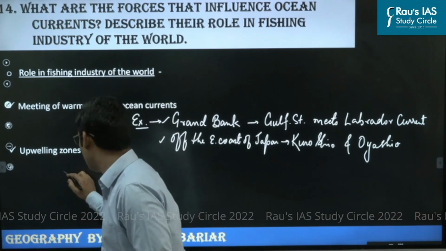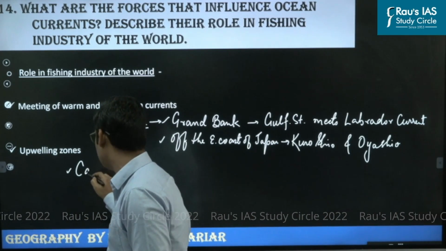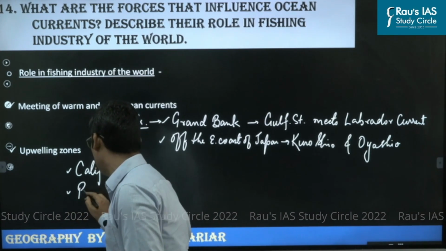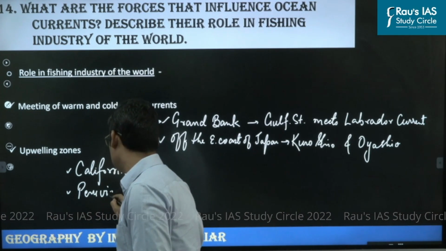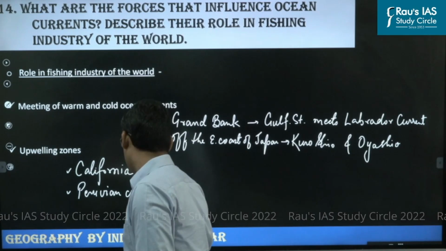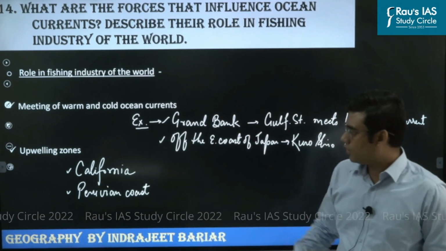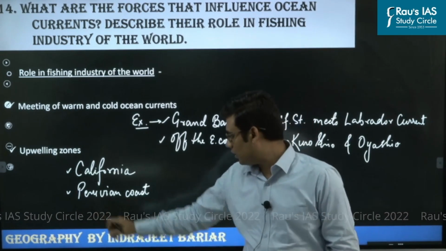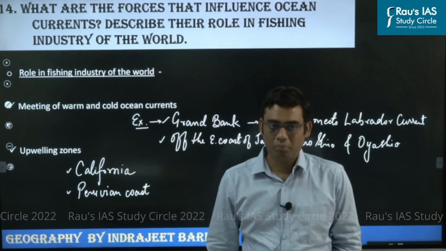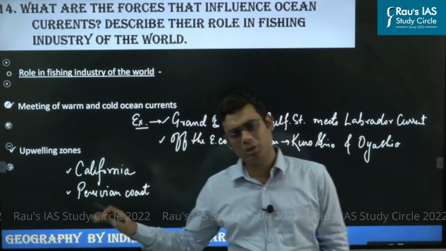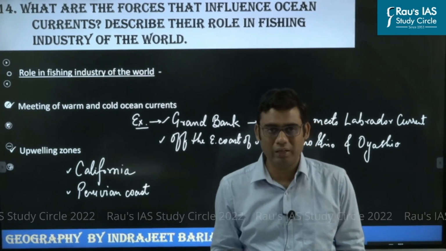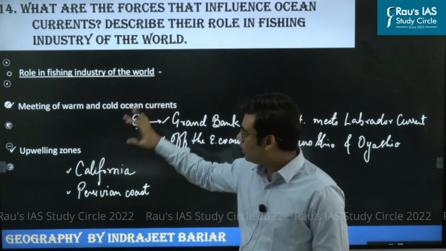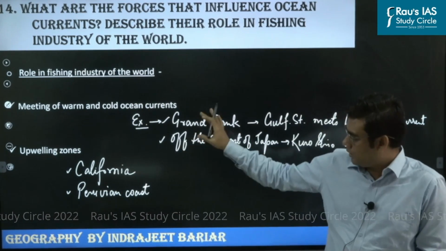Good examples over here are the California region and, very importantly, the Peruvian coast. In the California region, we know the cold California current flows. Similarly, along the Peruvian coast, the Peru current or Humboldt current is there, and both are regions of active upwelling.